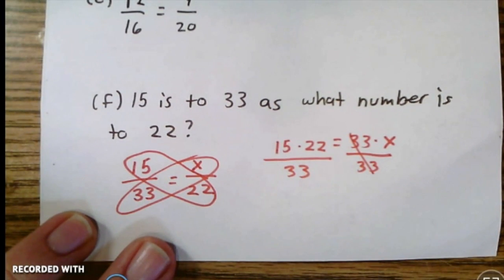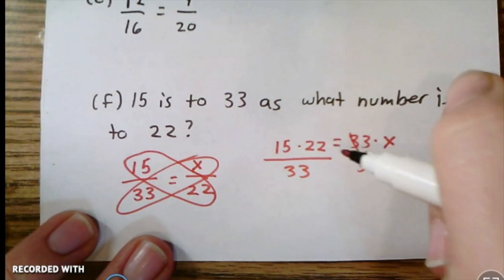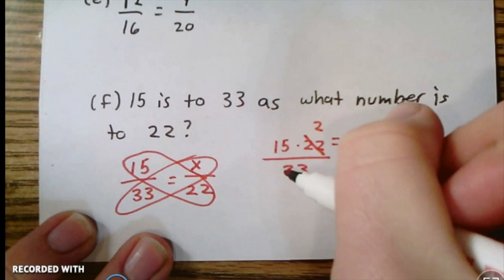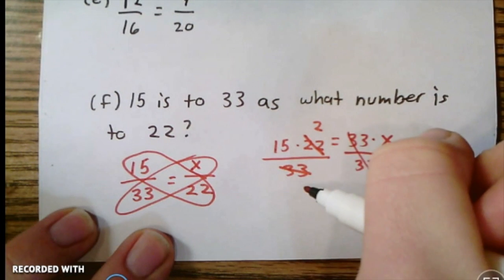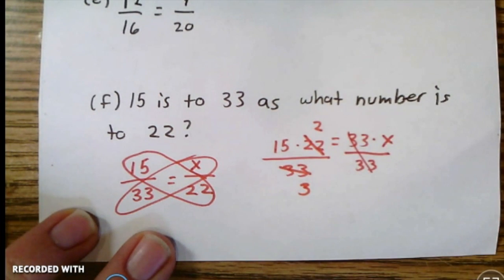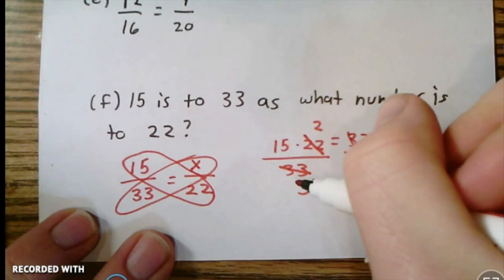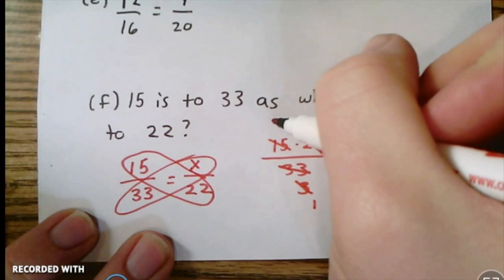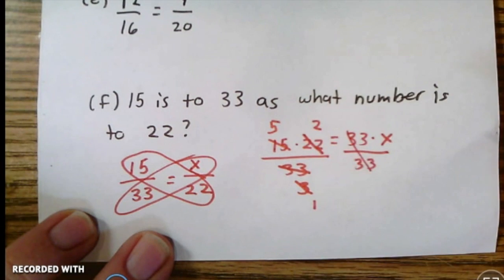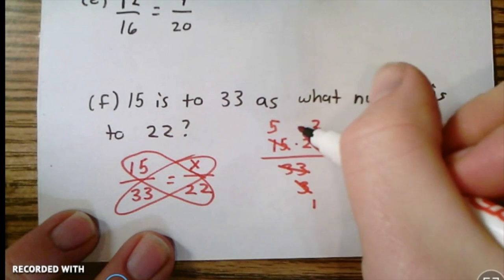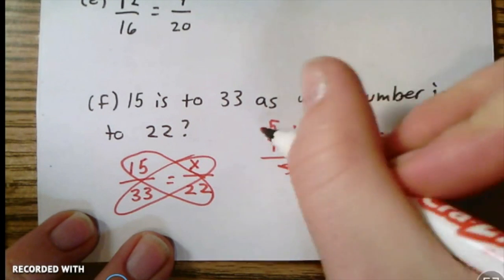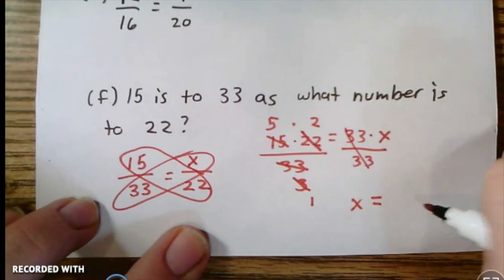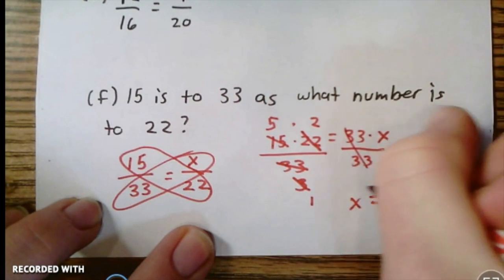Do we see anything that goes into both of them? 11. 11 goes into 22 twice. 11 goes into 33 3 times. Now I've got 15 and 3. 3 goes into 3 once. 3 goes into 15 5 times. 5 times 2, that's all that's left, means that x equals 10.